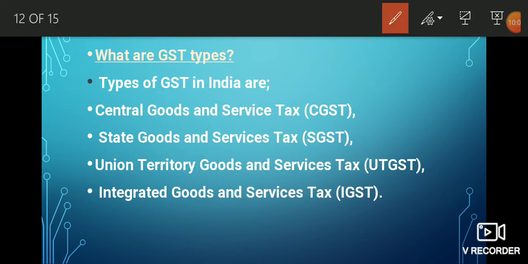Then we proceed towards the types of GST. We generally have 4 types of GST, that is CGST, SGST, UTGST and IGST. CGST and IGST are paid to the center, SGST is paid to the respective states, and UTGST is paid to the respective union territories.